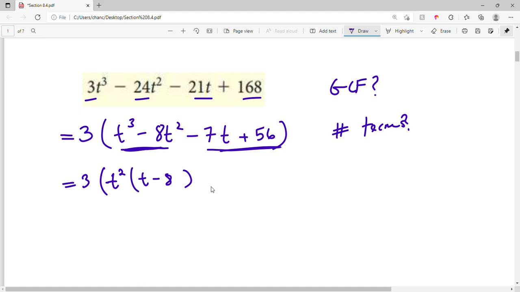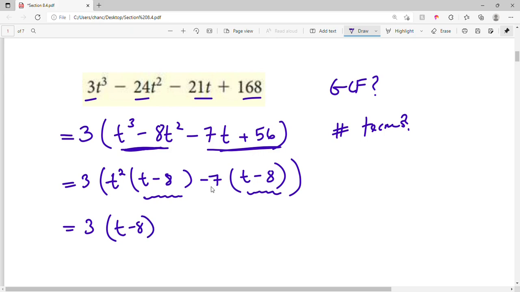For the second pair, we have a common factor of negative 7. I'm going to take out a negative 7 because that will leave us a factor of t minus 8. If I chose to take out a positive 7, the factorization doesn't work because we need these two to be the same. So we'll factor again now the t minus 8 from each of these pairs, and that leaves me with a t squared minus 7. And that is it. We have completely factored our expression.